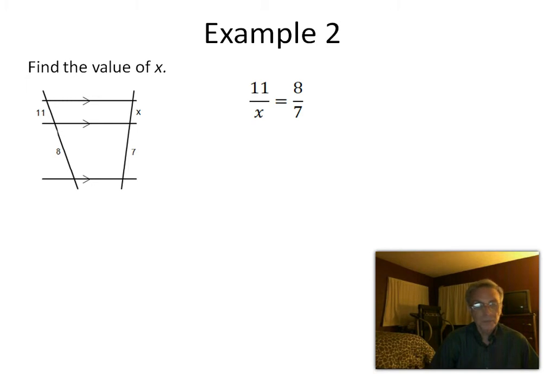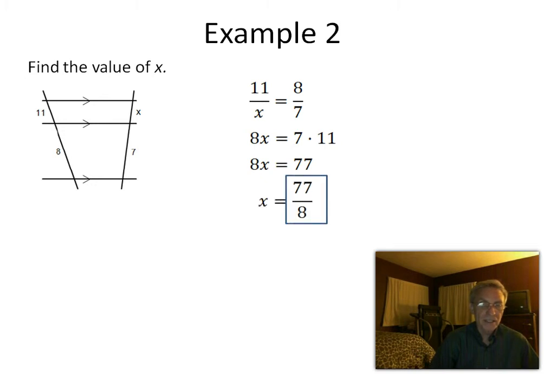We're going to cross multiply, which gives us 8x is equal to 7 times 11, which leads us to 8x equals 77. Divide both sides by 8 gives us x is equal to 77 over 8.